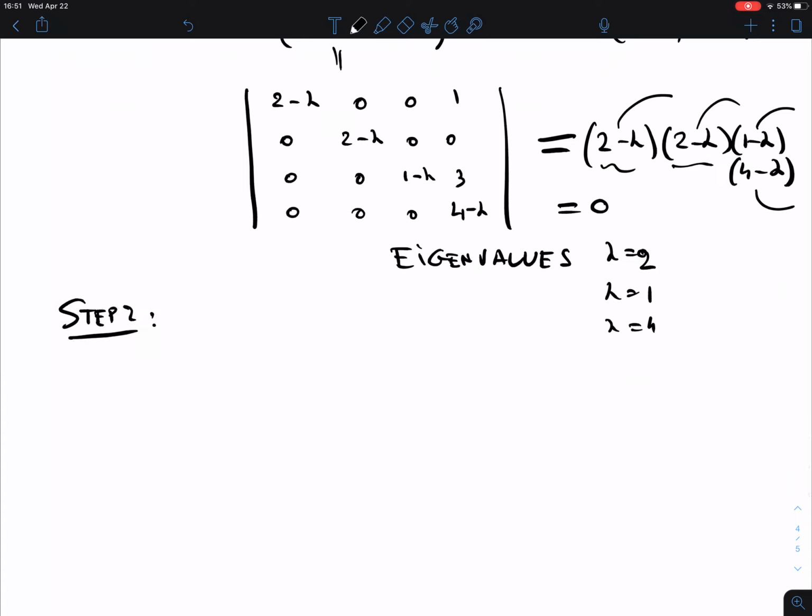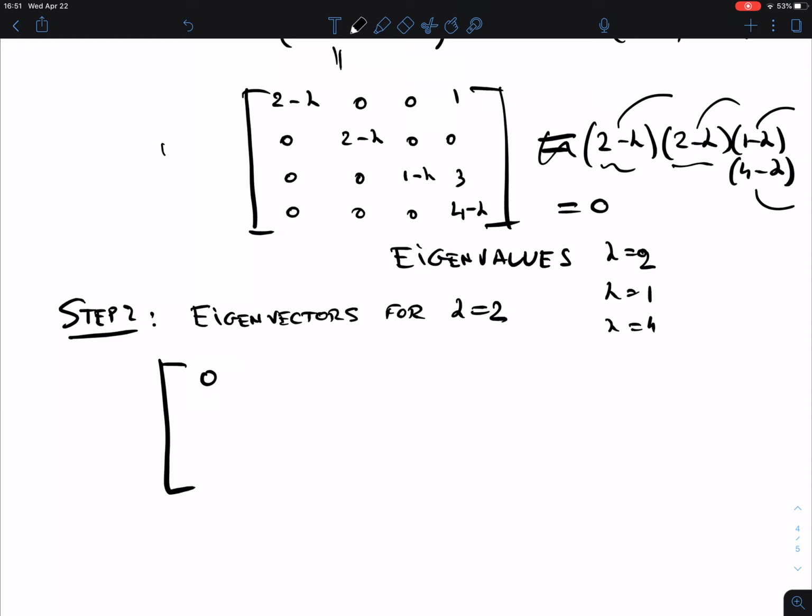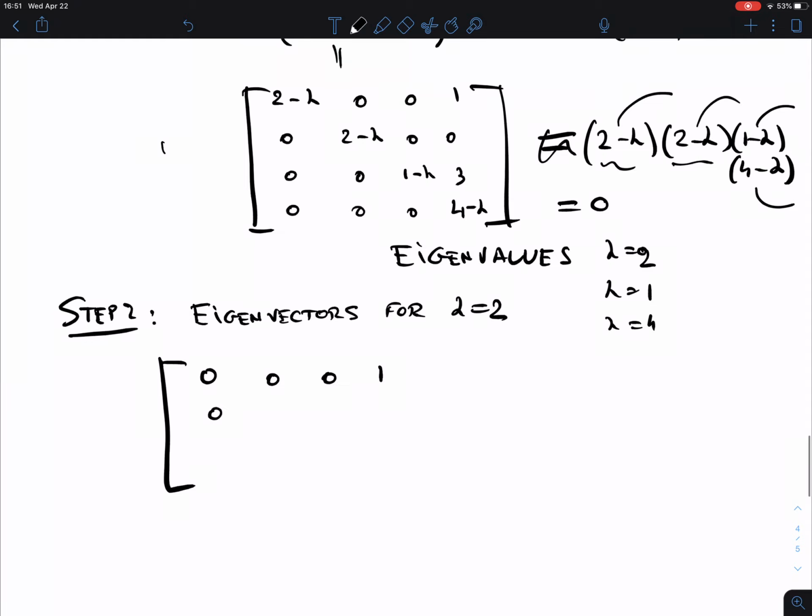Let's compute the eigenvectors that correspond to lambda equals 2. Okay? So we take this same matrix, and we now replace lambda by 2 in this matrix. So what we get is 0, 0, 0, 1, 0, 0, 0, 0, 0, 0, 2, 1 minus 2, that's negative 1, 3, and then 0, 0, 0, 4 minus 2 is 2.